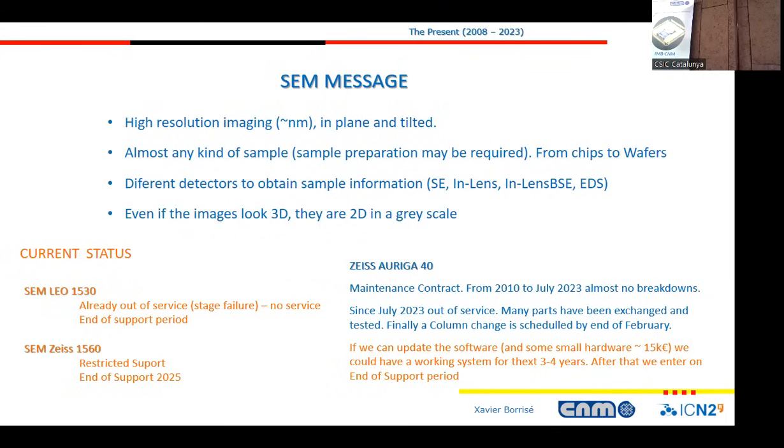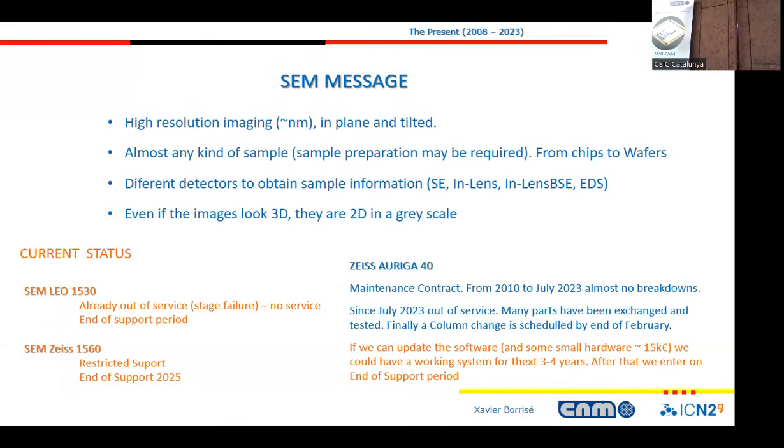We have a maintenance contract, and since last year there were almost no breakdowns, but then we had a big breakdown in June, sorry. And since July, it has been out of service. So we have more than 6 months out of service. We have done a lot of things to change parts of the system, but at the end, it turns out that we have to exchange the SEM column. The column will come in February.